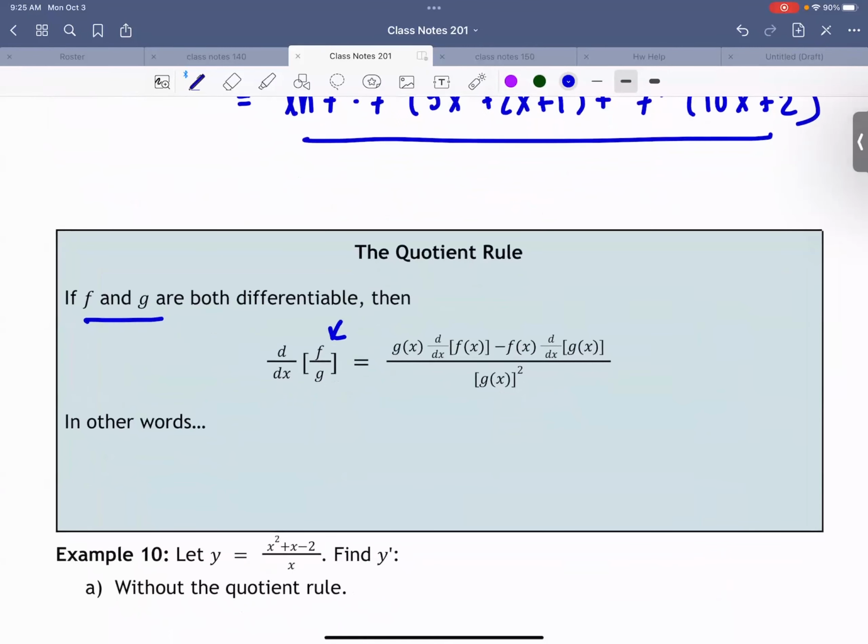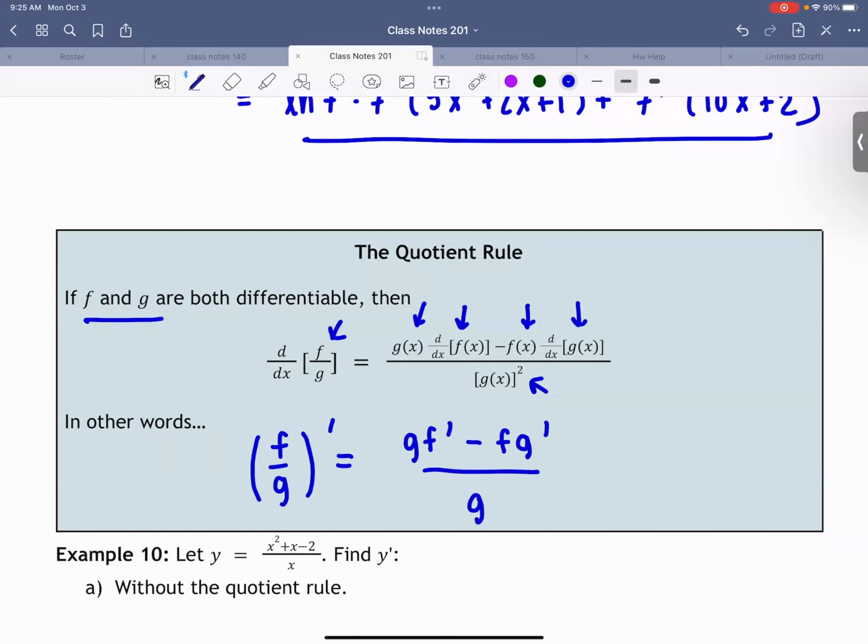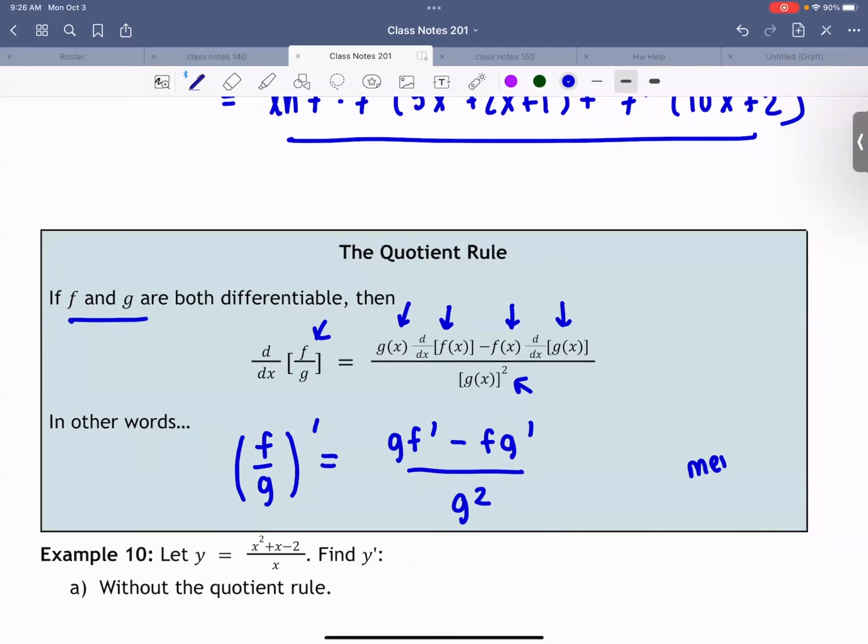It's a little bit more convoluted than the product rule, but it's telling us to take the bottom, multiply it by the derivative of the top, subtract the top times the derivative of the bottom, and put it over the bottom squared. Now I don't really like this notation because it's very lengthy. Most people write this: (f over g) prime is (g f prime minus f g prime) over g squared. This is something you also have to memorize.